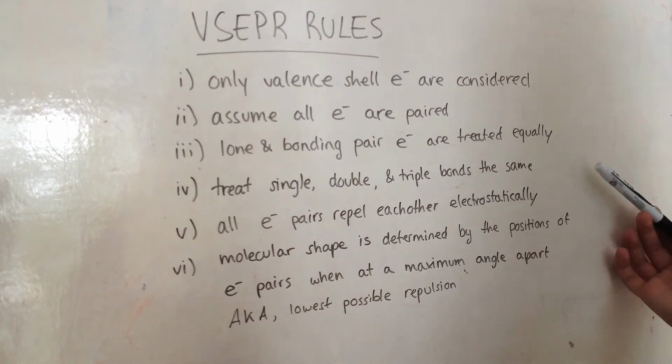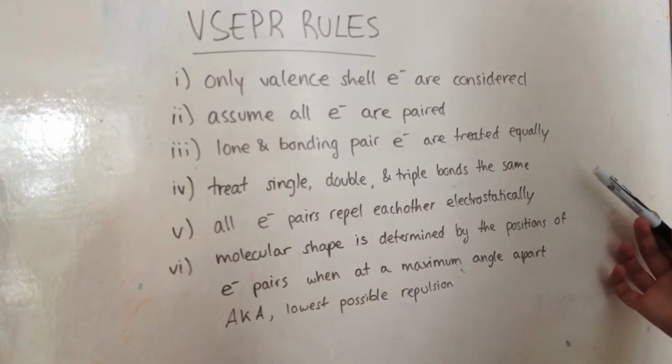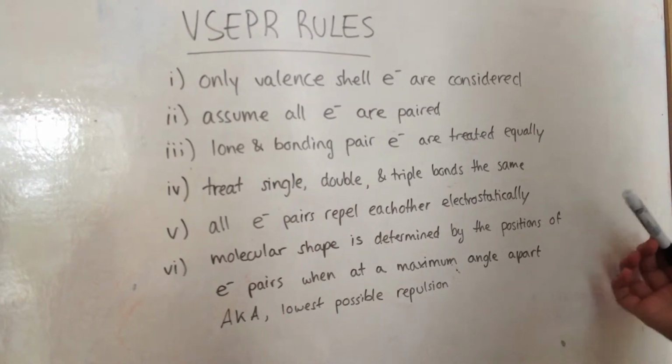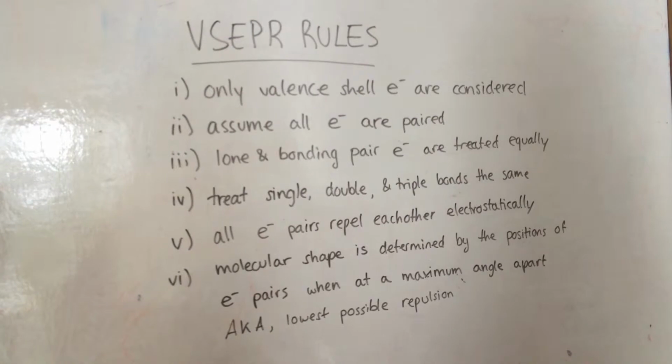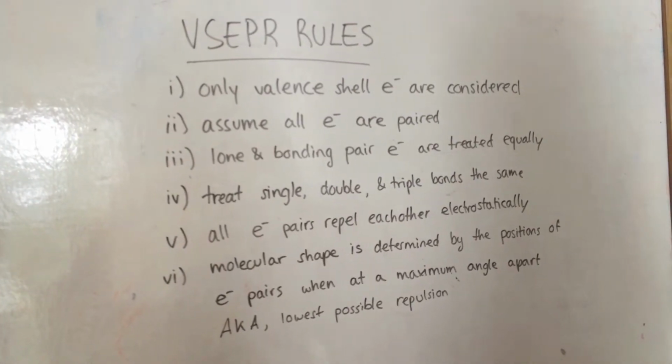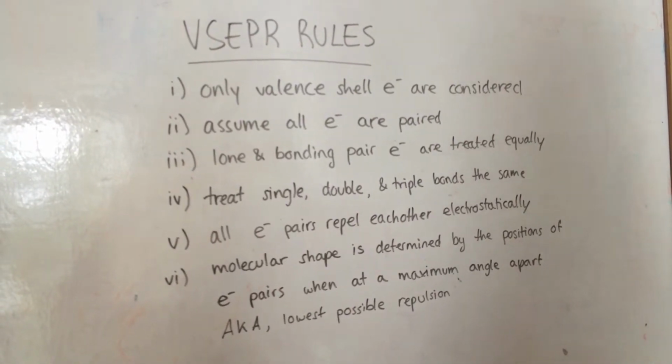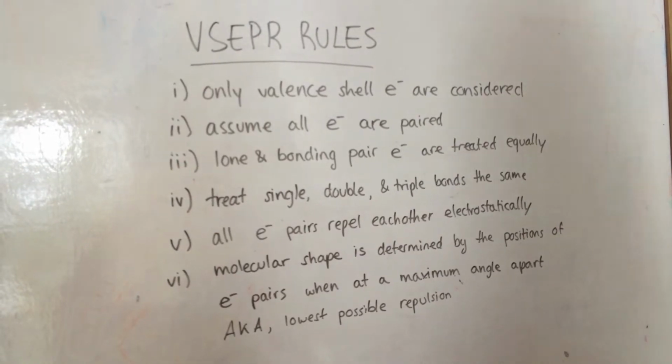Also, treat single, double, and triple bonds the same. All electron pairs repel each other electrostatically, and the last rule is that molecular shape is determined by the position of electron pairs when at a maximum angle apart, and this is called the lowest possible repulsion.